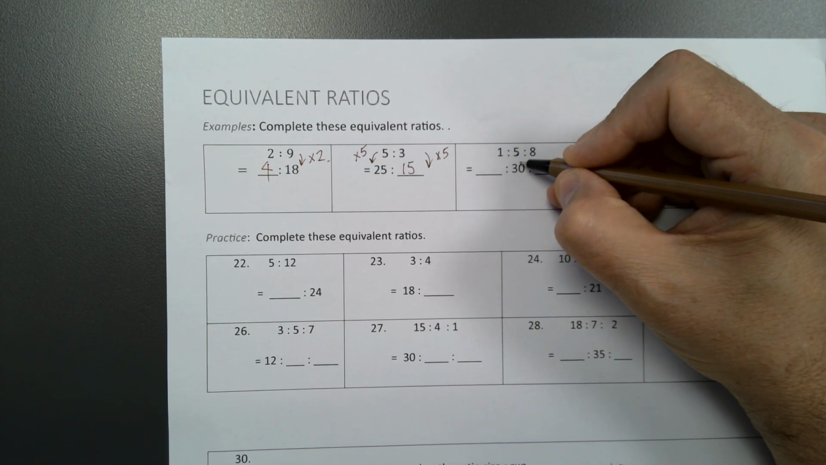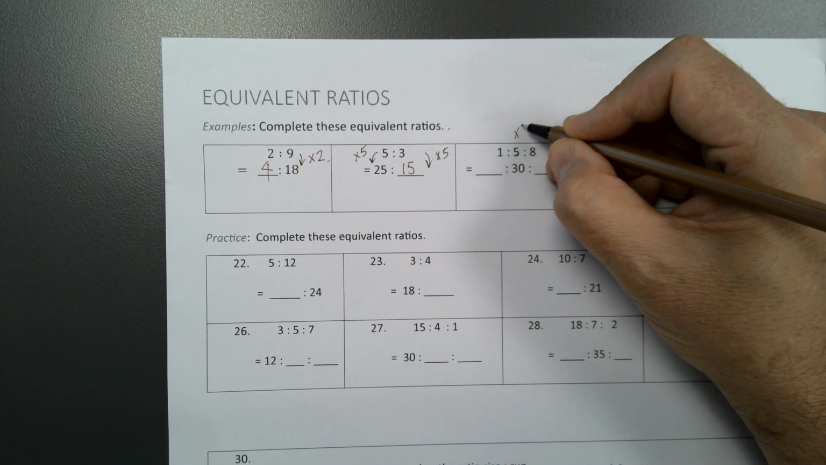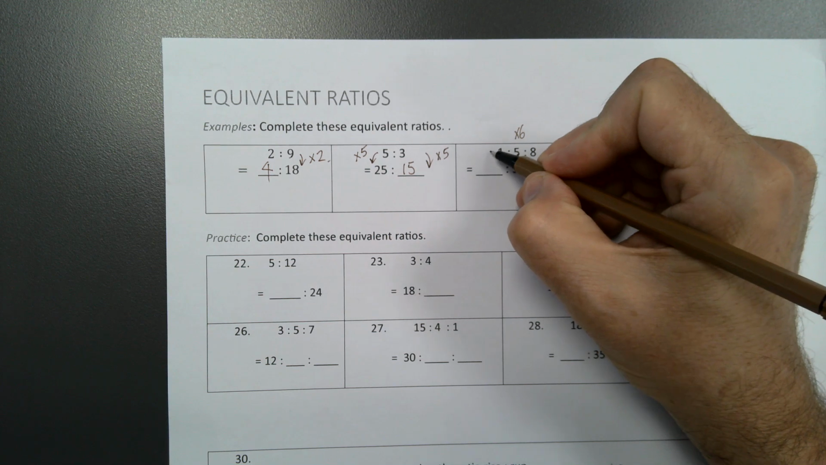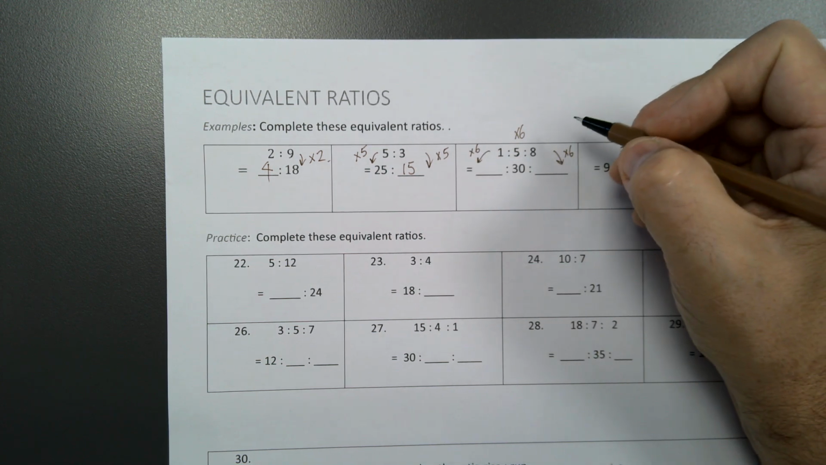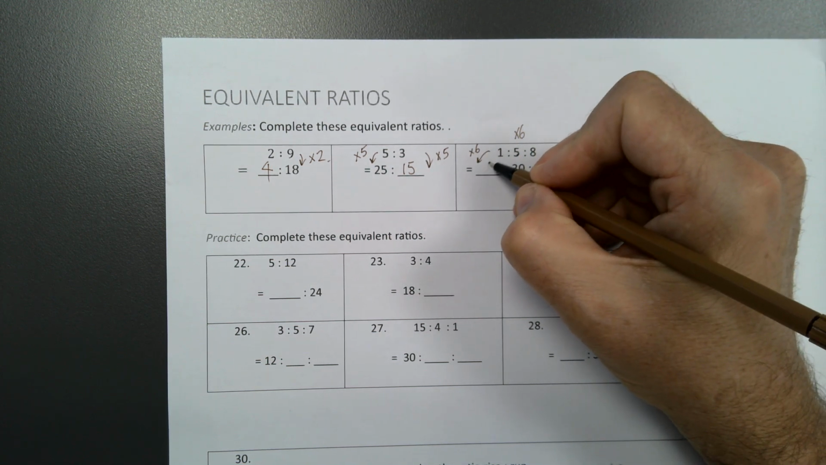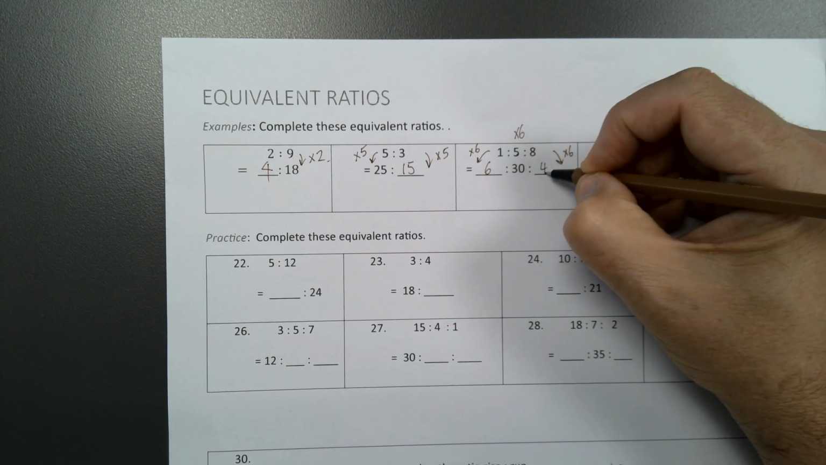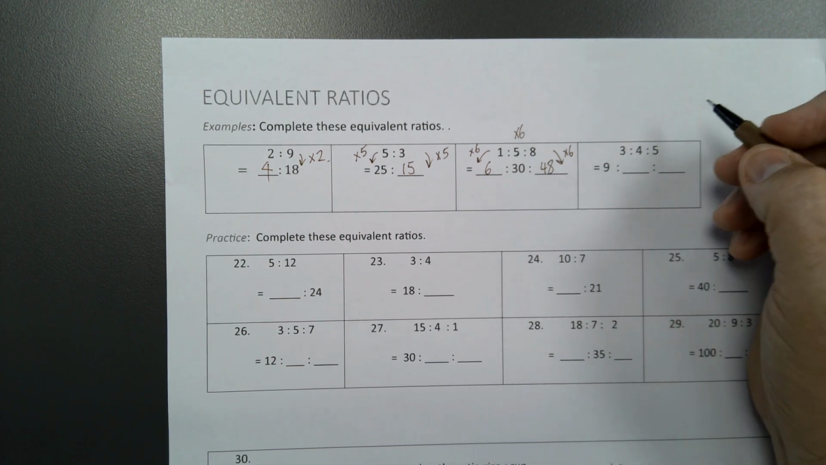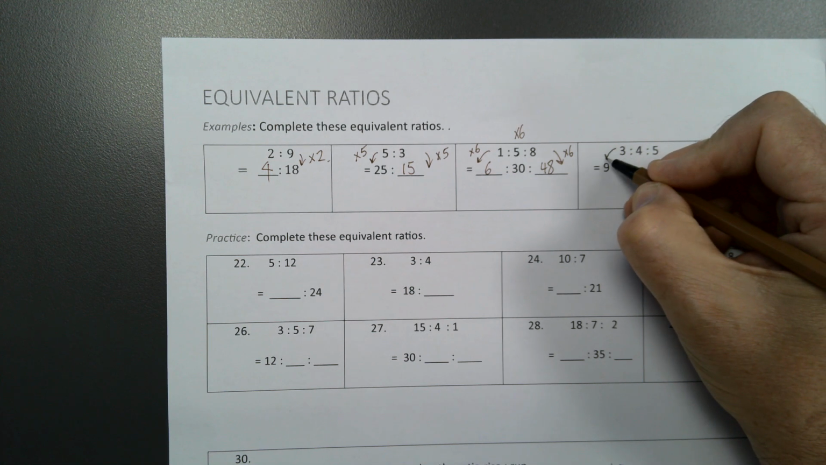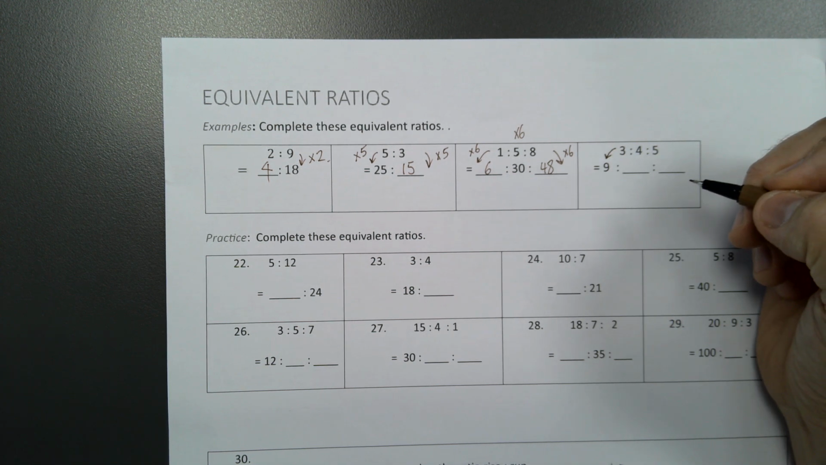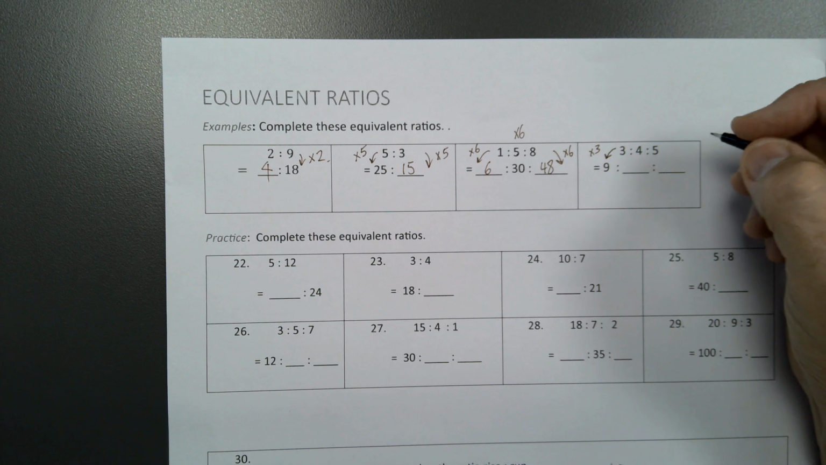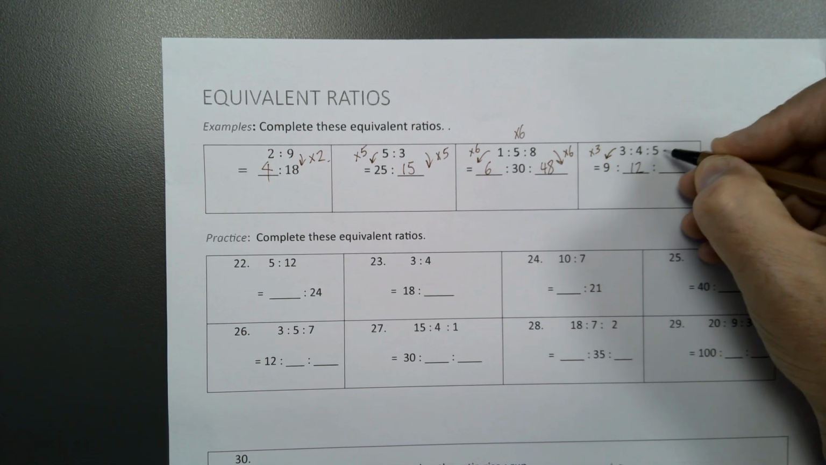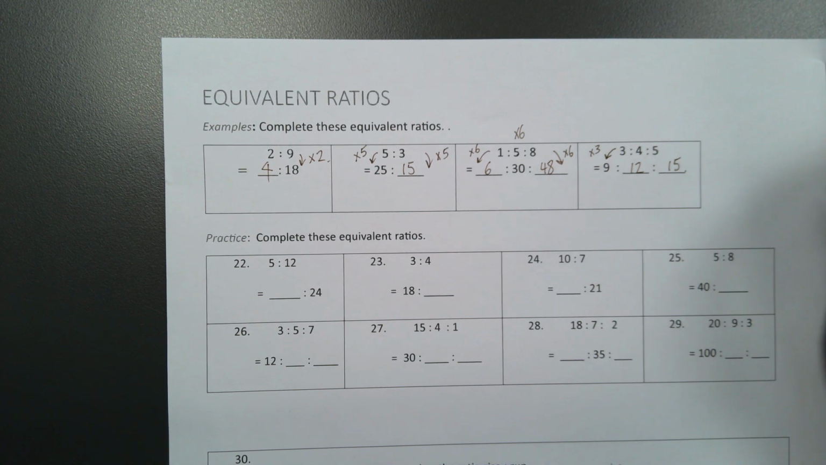So how did I go from 5 to 30? Well, I times by 6. So I've got to multiply that one by 6 and that one by 6. 1 times 6 is 6, that's easy. 6 8s are 48, bang, that's that one. Lastly, this one here. How do I go from 3 to 9? I times it by 3. So I've got to do the same for all of these. 4 times 3 is 12. 5 times 3 is 15.